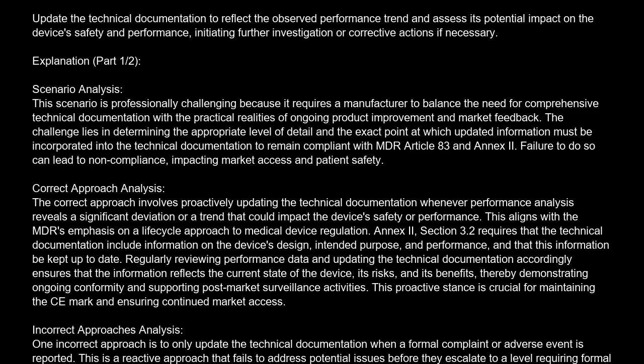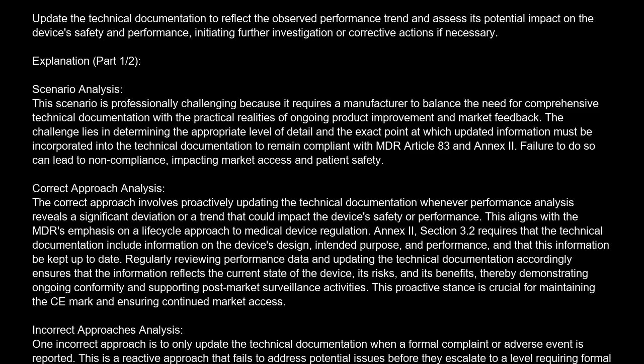Explanation. Scenario analysis. This scenario is professionally challenging because it requires a manufacturer to balance the need for comprehensive technical documentation with the practical realities of ongoing product improvement and market feedback. The challenge lies in determining the appropriate level of detail and the exact point at which updated information must be incorporated into the technical documentation to remain compliant with MDR Article 83 and Annex II. Failure to do so can lead to noncompliance, impacting market access and patient safety.